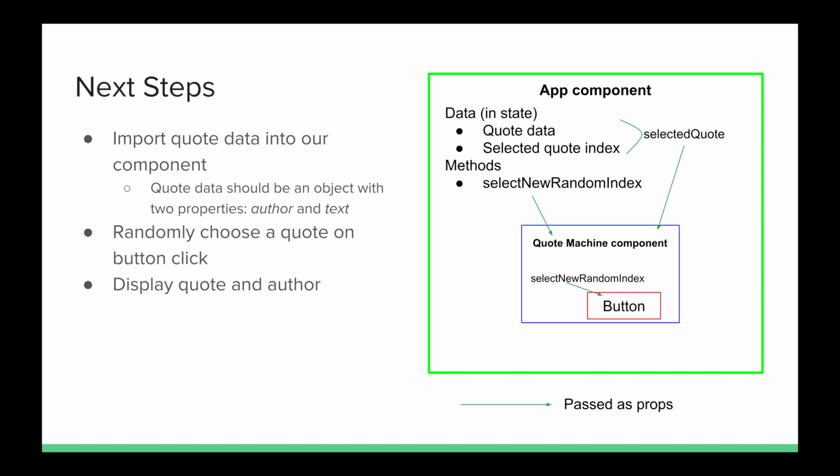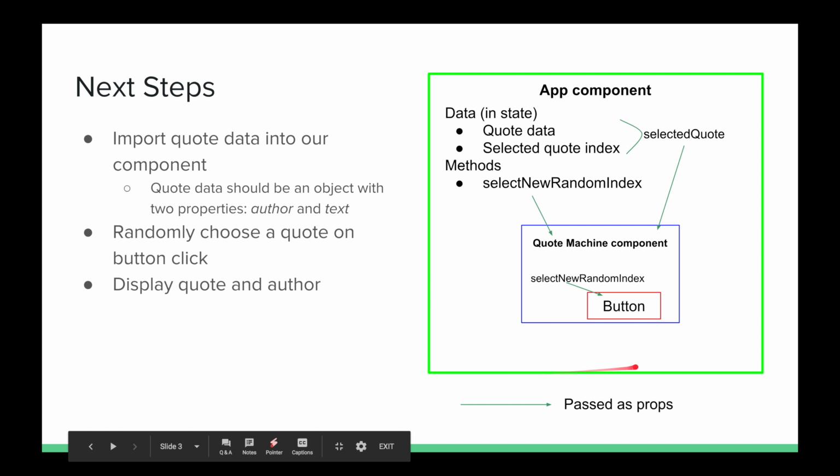The next steps in the random quote machine will be to import quote data into our component. This will be a list of quotes, an array of quotes. Each individual quote will be an object. It will be an object with two properties, an author property and a text property. The text will be the quote, and the author will be the person who wrote that quote. We'll have the ability to randomly select a quote when we click the button. So when we click the button, we randomly select the quote, and that quote is displayed on the screen.